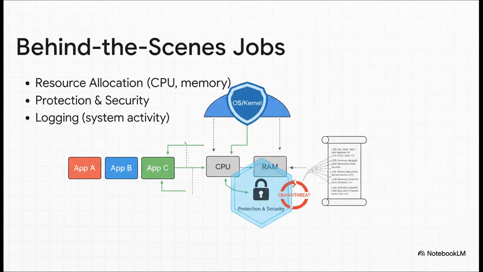But then there's a whole other set of jobs it's doing that are completely invisible. The OS is like a traffic cop for all your computer's resources, deciding which app gets to use the main brain, the CPU, and the memory, millisecond by millisecond. It's also the security guard at the door, making sure a buggy app can't bring down the whole computer or spy on another app. It's this constant hidden management that keeps everything running smoothly, efficiently, and securely.